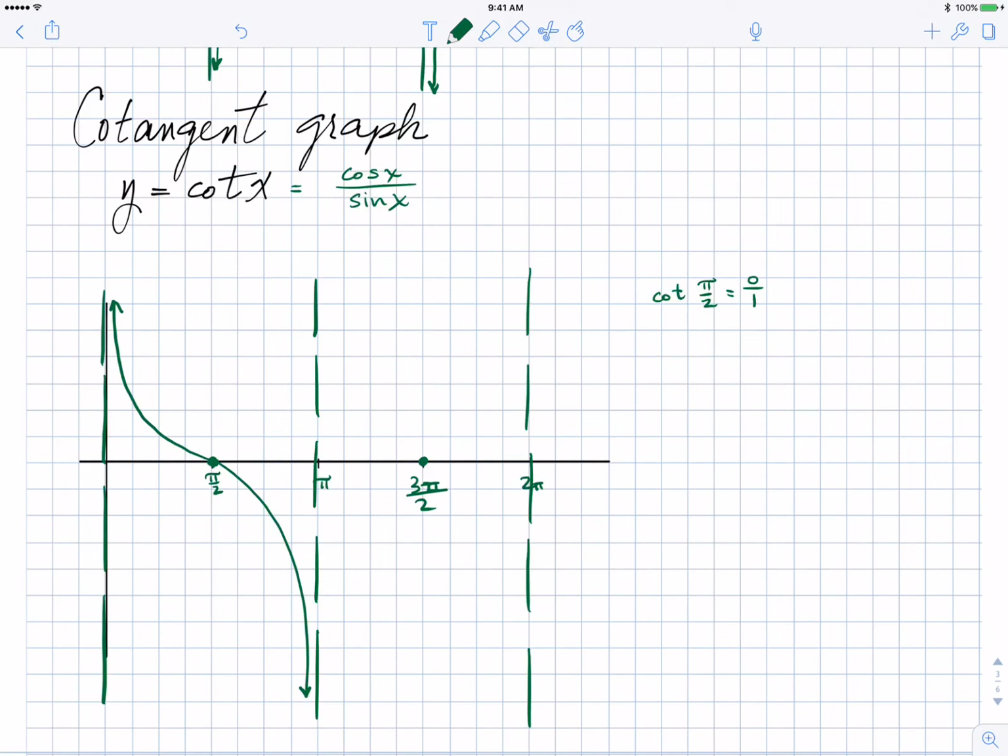And it's really easy to see the two full periods in the cotangent graph. It's a little bit more difficult to see in the tangent graph. Cotangent, it's easy to see the two full periods. So here we have asymptotes at beginning, middle, end. And our graph is going downhill.